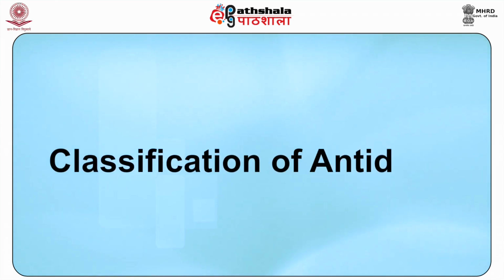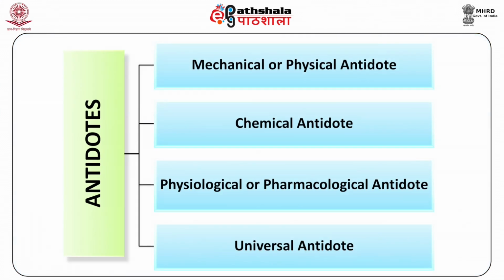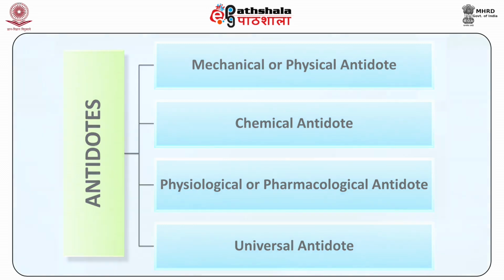Next, classification of antidotes. Antidotes are classified on the basis of their mode of action and are grouped into the following categories. The first is mechanical or physical antidote. Second, chemical antidote. Third, physiological or pharmacological antidote. And the fourth, universal antidote.